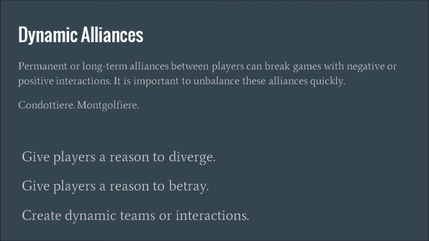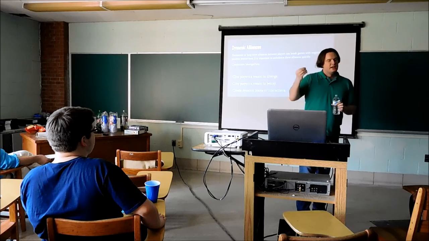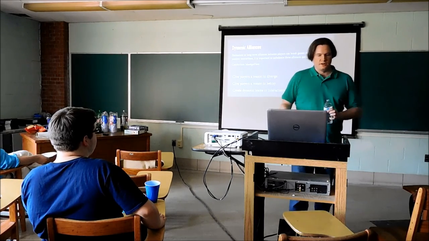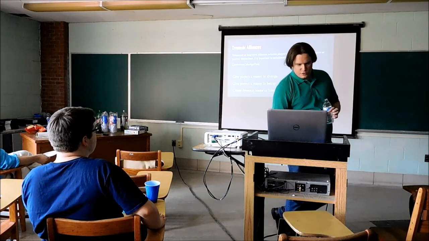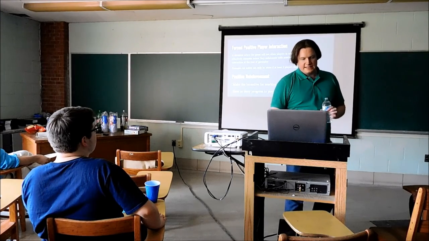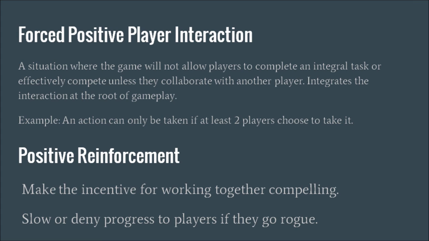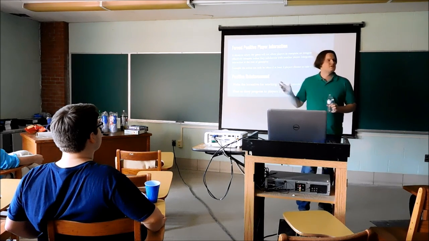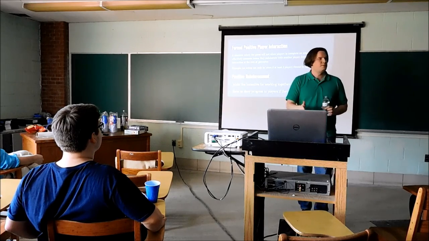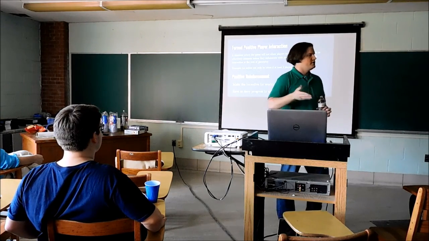Make sure that they want to move to these other things, but they have a reason to work together with other players. And I'm going to skip those two because we're getting a little long. So the last little slide before I read the final slide is there's two other little things. Force positive player interaction is a situation where the game will not allow players to complete an integral task unless they collaborate with each other. So you can put this into your games to make sure that there's a wall. There is a specific spot where people have to work together in order to get past it.